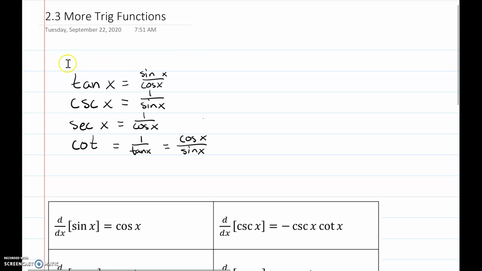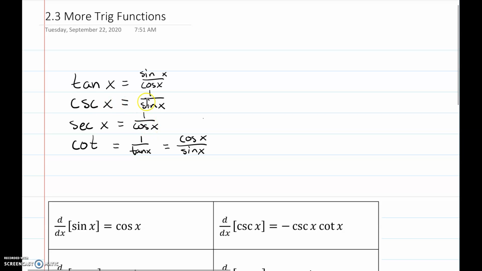So first, a couple identities. Remember that the other trig functions that we typically consider are kind of just combinations or rearrangements of sine and cosine. So tangent of x we can rewrite as sine of x over cosine of x. Cosecant x is 1 over sine of x. Secant of x is 1 over cosine x.